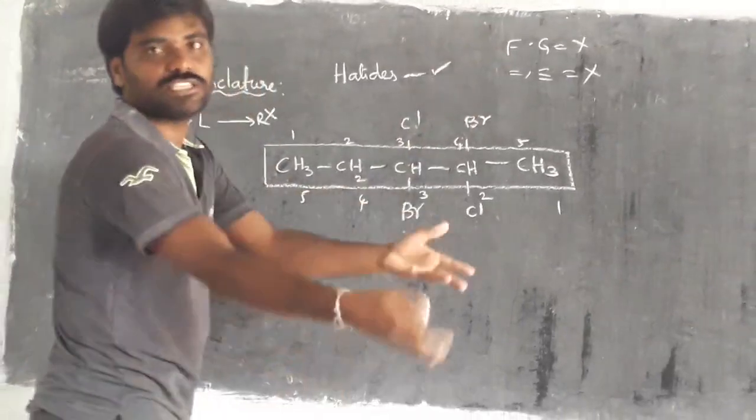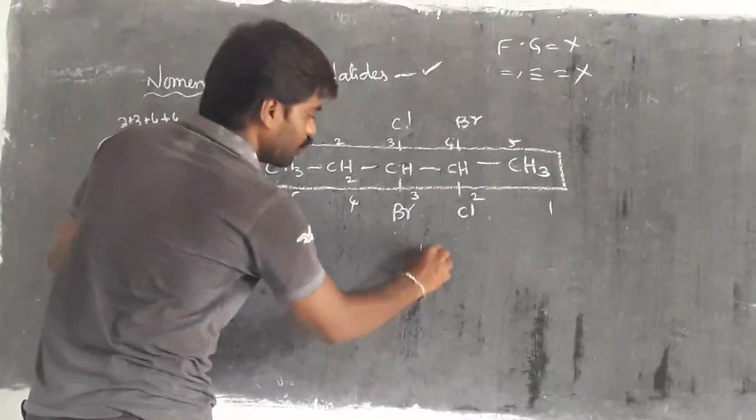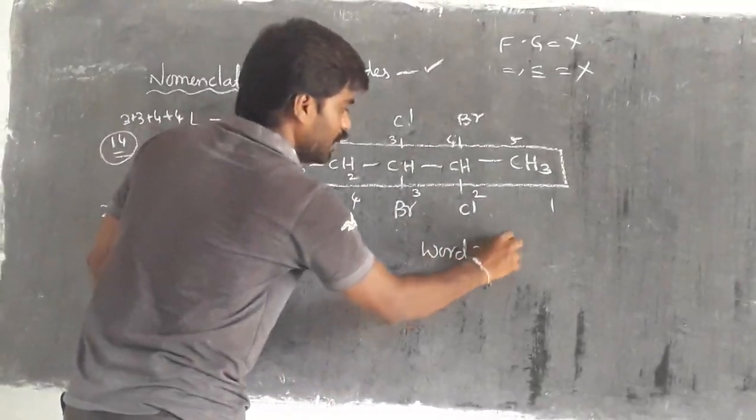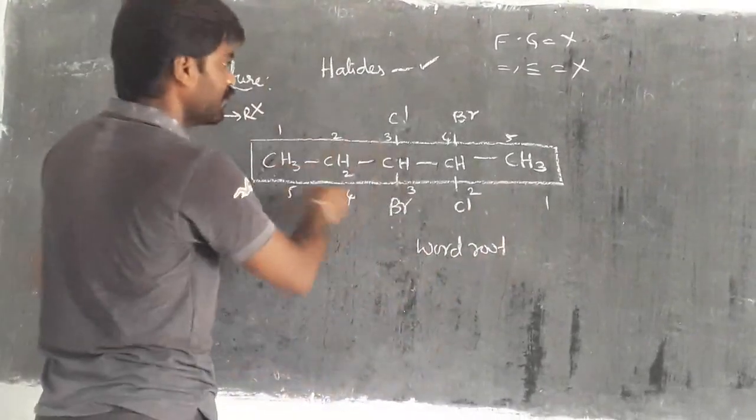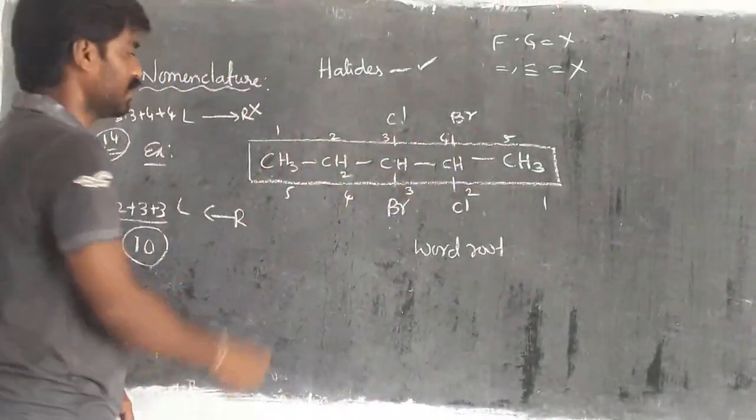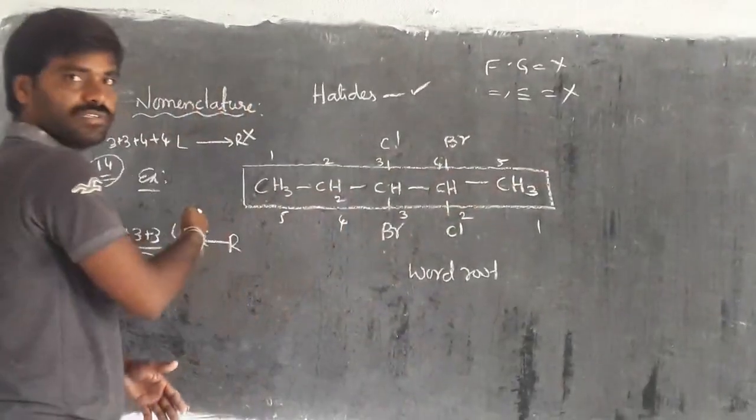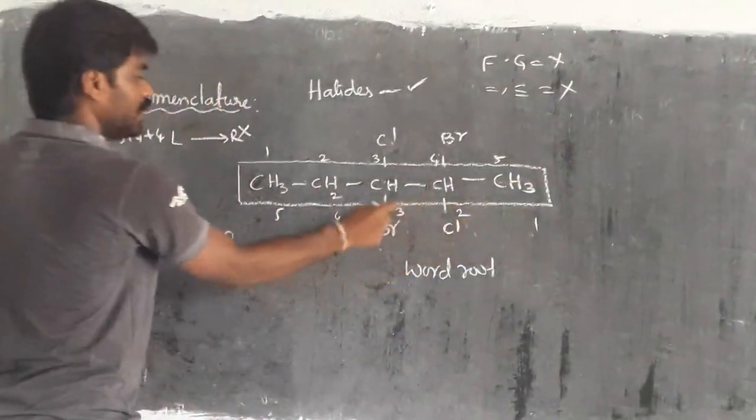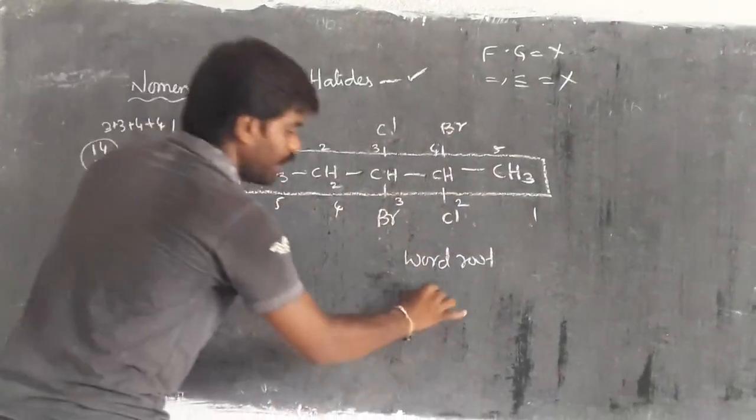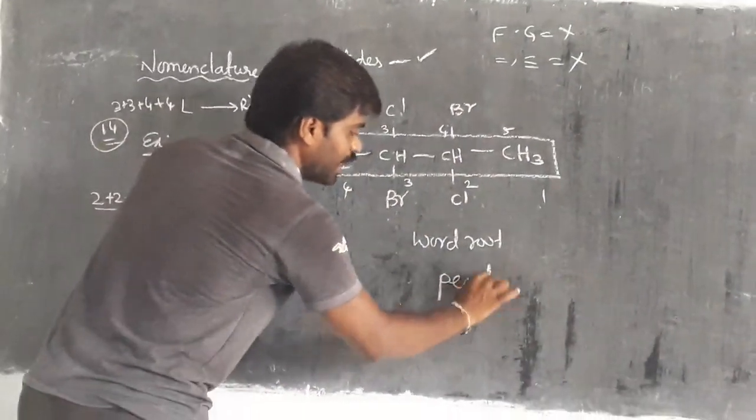Then it is easy to write the name. First we have to write the word root. How many carbons are there? 5 carbons are there, 1, 2, 3, 4, 5, whether counted from left to right or right to left. So 5 means we have to write pent.